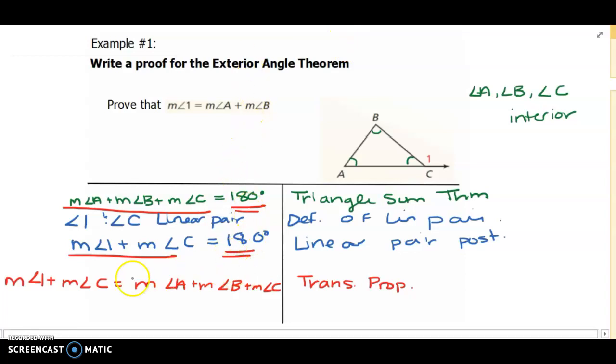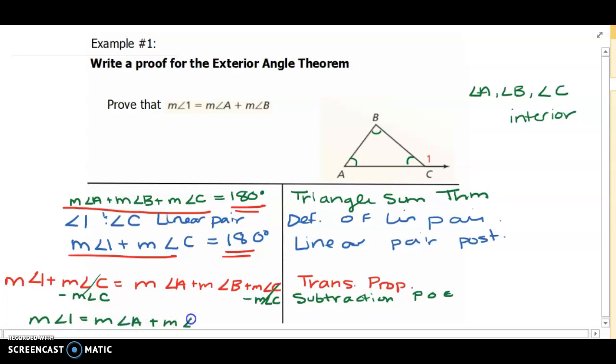All right, now if you look, both sides have measure of angle C. So I can subtract them out by the subtraction property of equality. And when I do that, those go away and those go away. I'm left with measure of angle 1 equals the measure of angle A plus the measure of angle B, which is exactly what we wanted to prove. So this is just the proof of the exterior angle theorem and why it always works.